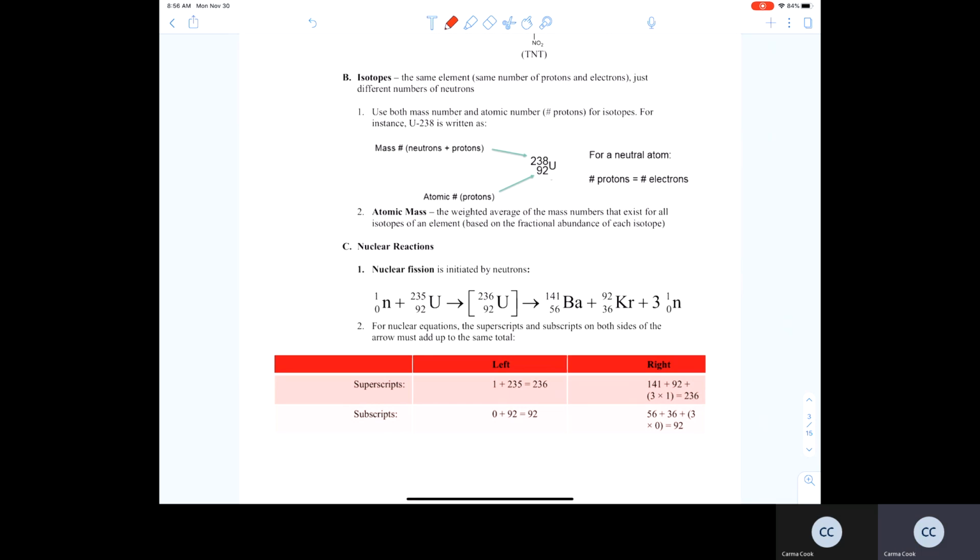And so when we write the symbol for an isotope of an element, you use both the mass number and the atomic number. And the atomic number, of course, is the number of protons.